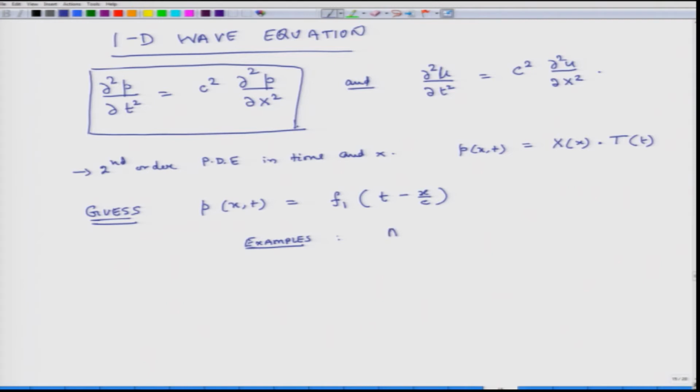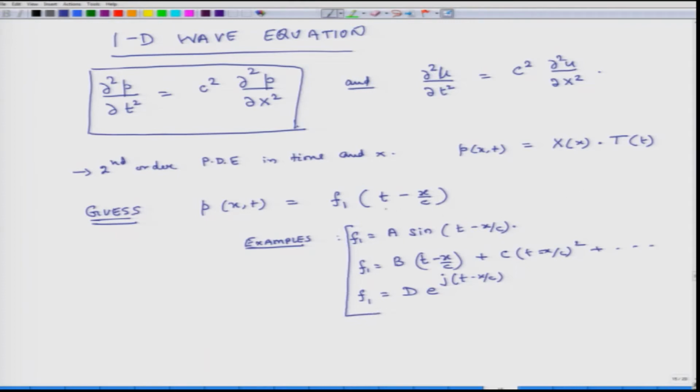Some examples: one example could be a sin of t minus x by c, another example could be b times t minus x by c, plus capital C times t minus x by c whole square, and I can extend this series. Another example could be an exponential, d e to the power of j times t minus x by c. The point is that as long as t and x by c come in this form, t minus x by c, it will be a function of t minus x over c. So, we are saying that any function which depends on t minus x over c is a potential solution for the pressure wave equation.